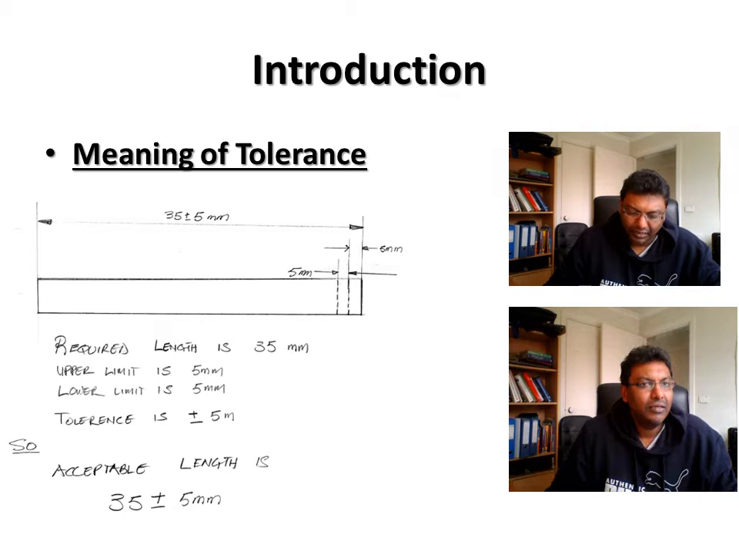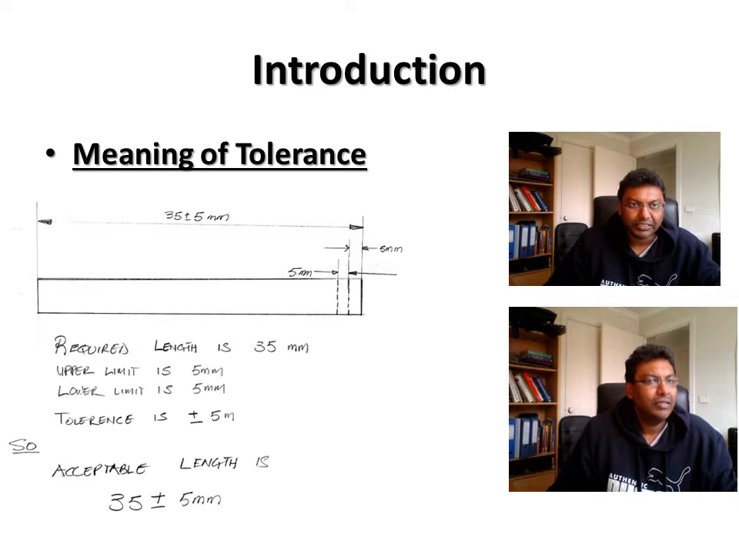If the nominated length of a workpiece is x millimeters, then the nominated tolerance would be plus or minus y millimeters, meaning it would be acceptable for the piece to be x plus y or x minus y millimeters. X plus y millimeters would be the upper tolerance limit, whereas x minus y millimeters would be the acceptable lower tolerance limit.